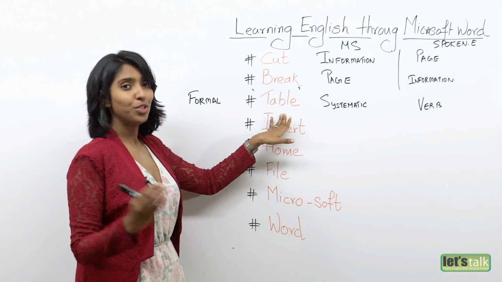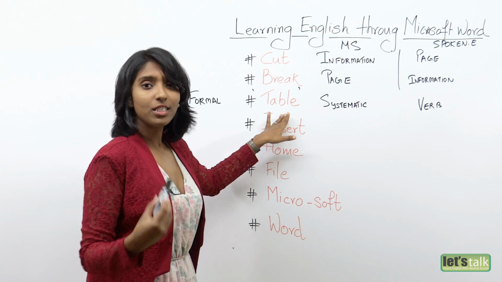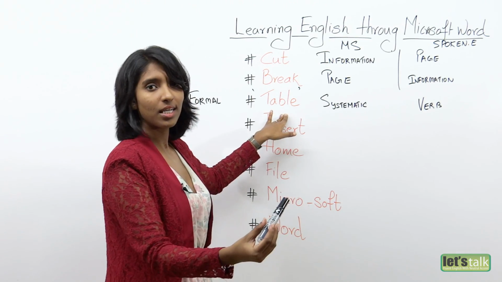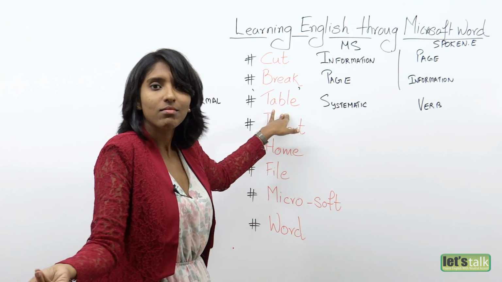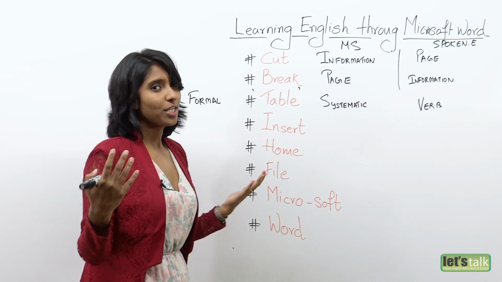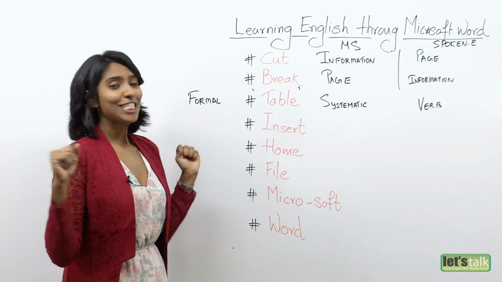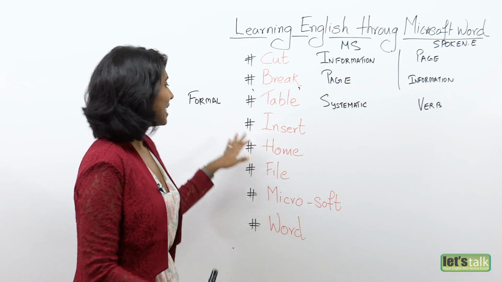Okay, so that's how you use the word table. For an American, you would say, I would like to table these items for another meeting. It's as simple as that. But something unique. I'm pretty sure you would not have come across this word elsewhere as a verb. Okay, so the next one I have for you is insert.